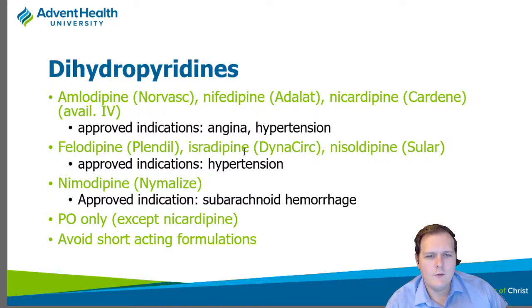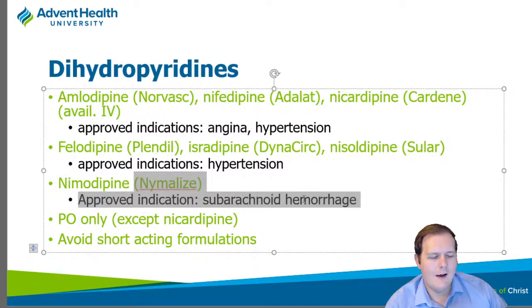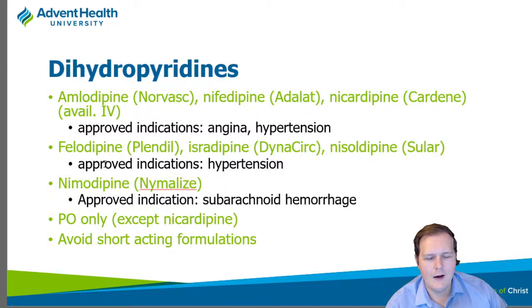Now, again, we're going to use these for a lot of things. Most of them have some overlap, so I don't really care that you memorize specifically which ones are for angina and hypertension versus just hypertension. They're going to be used interchangeably for the most part, right? But you can use them for things like angina, hypertension. Those are the main indications you're going to see there. Nimodipine is kind of interesting because it can actually be utilized to help prevent cerebral vasospasm in patients who have subarachnoid hemorrhage. So that one's pretty unique for nimodipine.